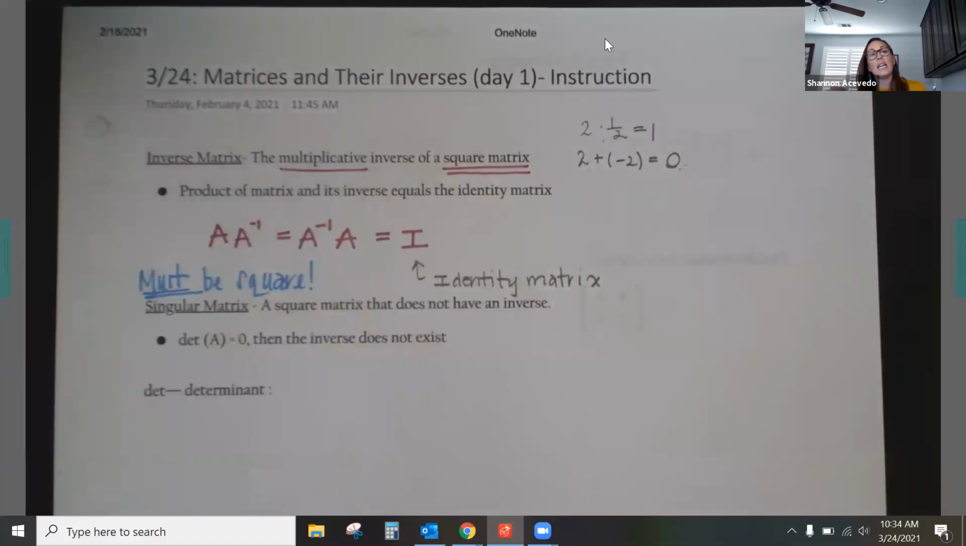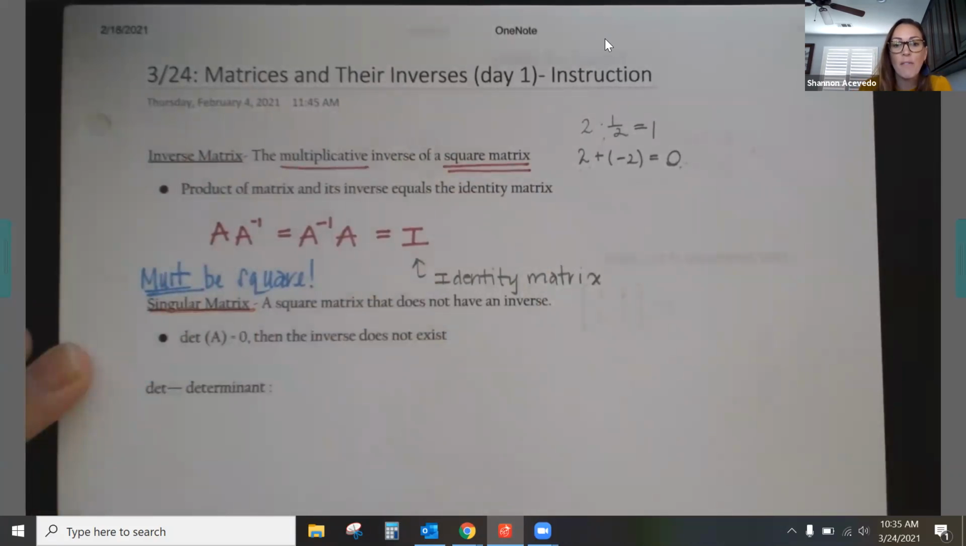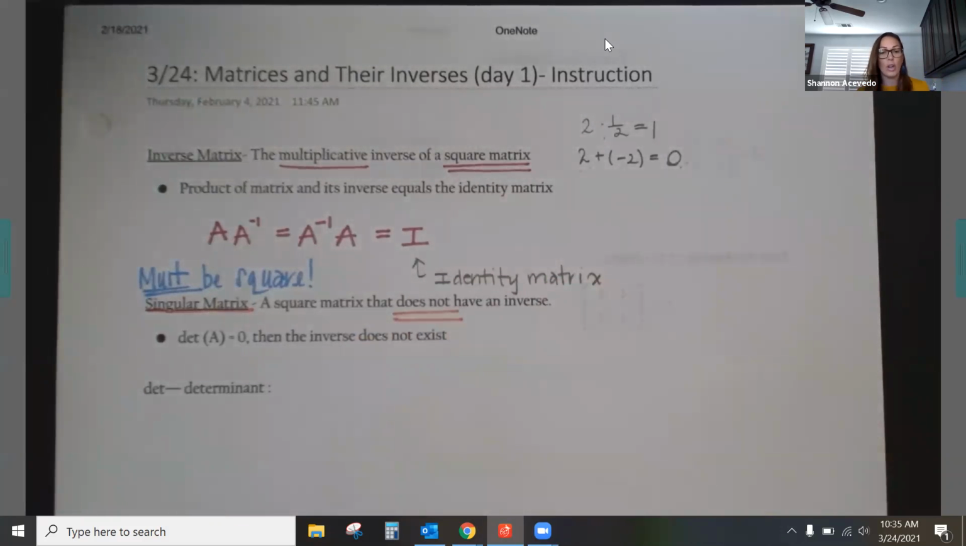I told you that not every square matrix has an inverse. When it doesn't have an inverse, we call that a singular matrix. It means it only has itself. It's just itself, you cannot do anything with it. So that square matrix does not have an inverse. If it does not have an inverse, we call it a singular matrix.